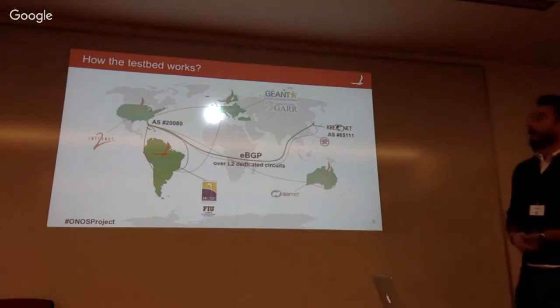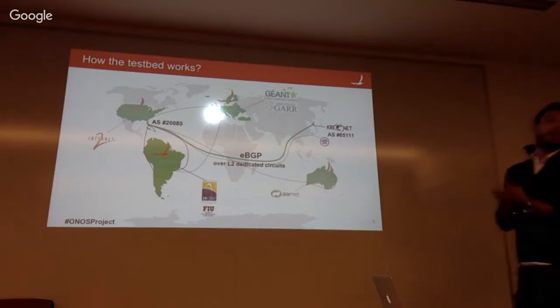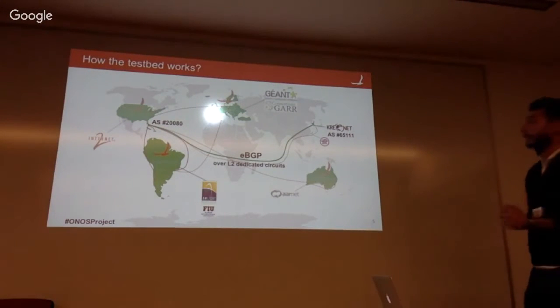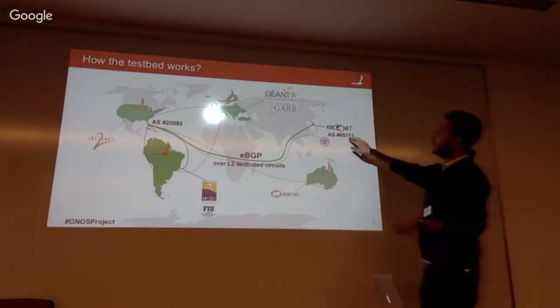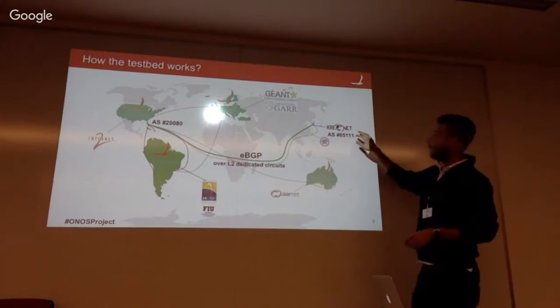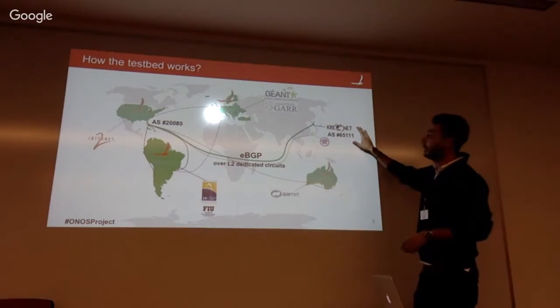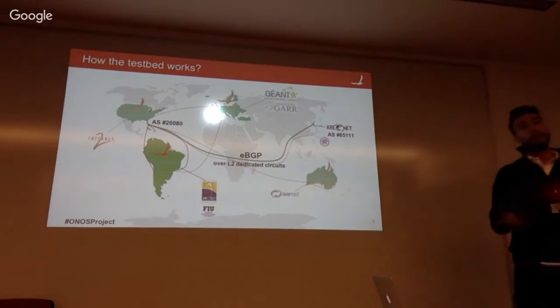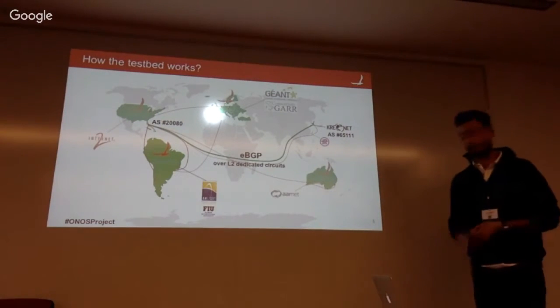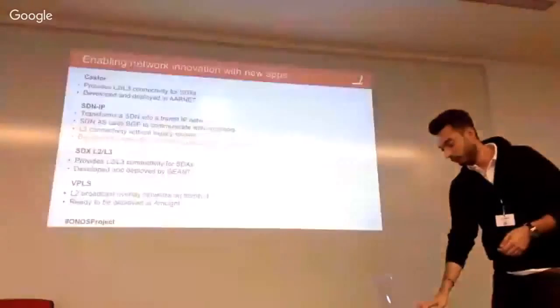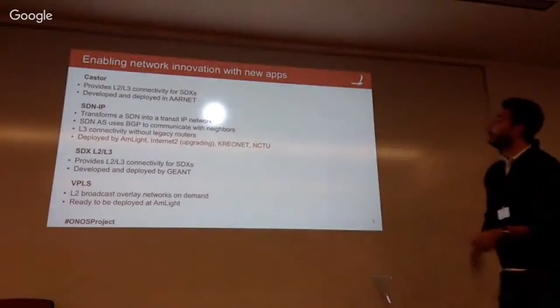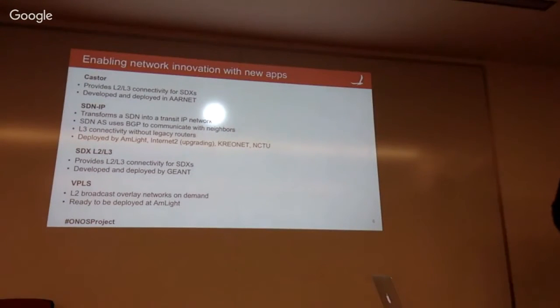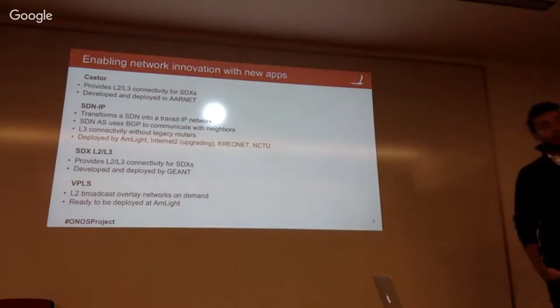Over the layer 2 circuits, we do BGP peering, thanks to an ONOS application called SDN-IP. So as I said, each one of these is a dedicated, standalone autonomous system. They exchange routes at layer 3, and then in each island, they do different things depending on the needs. So this is just to give you an idea of the applications that have been deployed till now.